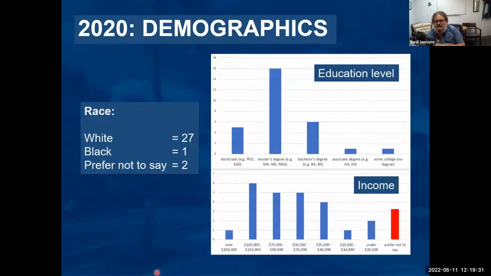Just a quick snapshot of our demographics. Remember, we're an urban study, and this is what we found. Most of the respondents were white. Most of the 30 people we went to had a higher education level, and most of them were higher income. So this is something that kind of challenges urban ecology.